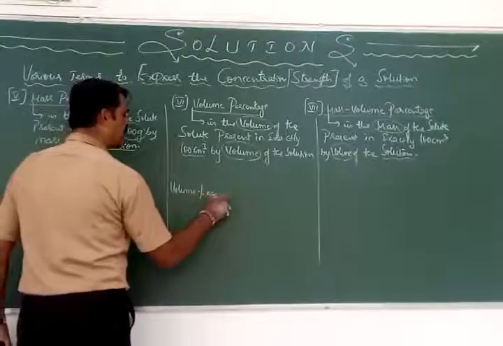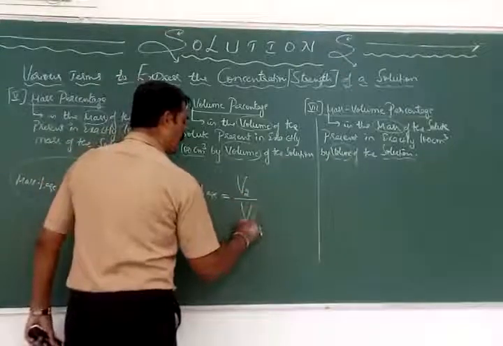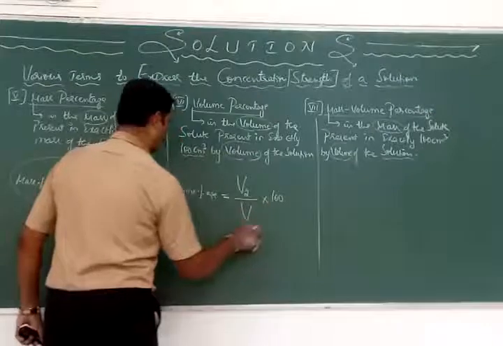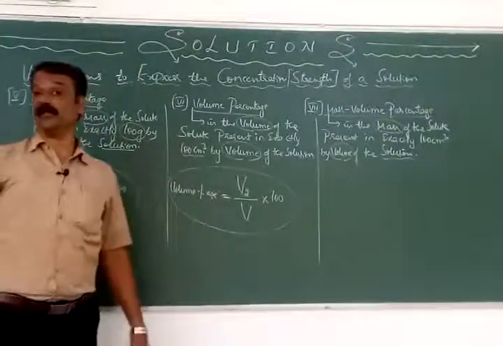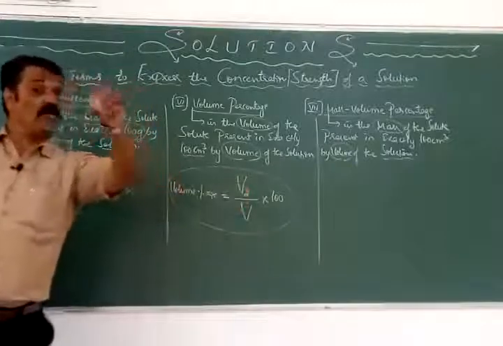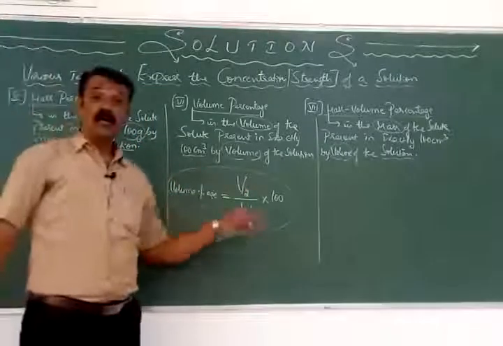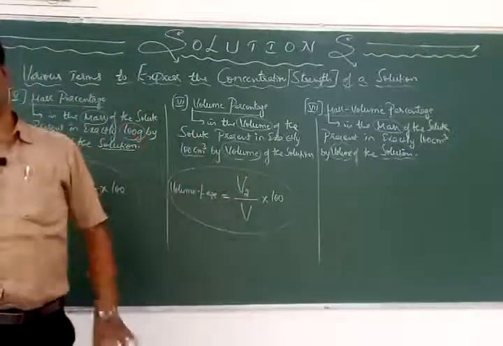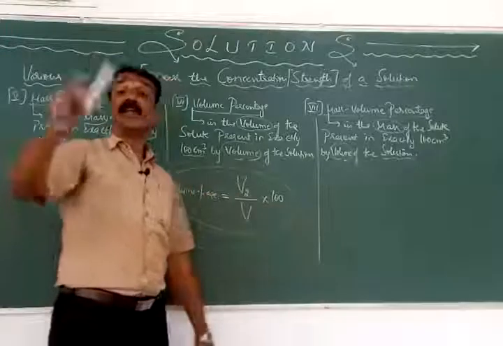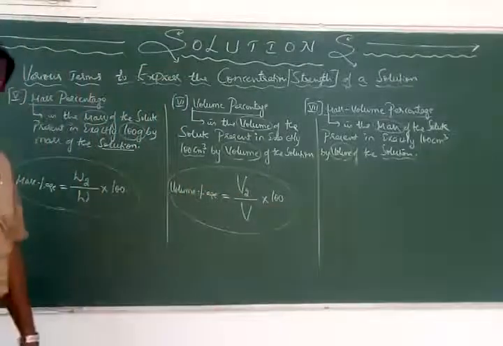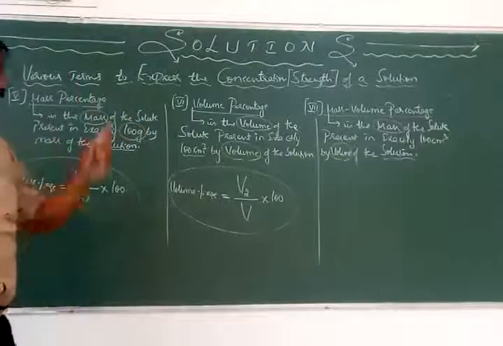Volume percentage is given by V2 divided by V into 100. Both are expressed in volume here. What is V2 here? Volume of the solute. Volume of which one? Solute. What is V here? Volume of the solution, because no subscript means it is the volume of the solution. Present in how much? 100 cm cube of a particular volume of the solution, then that is called what percentage? Volume percentage. Next we will have this one.